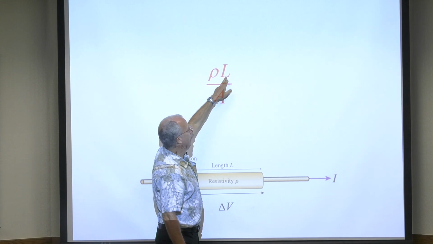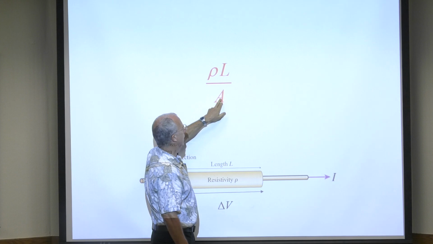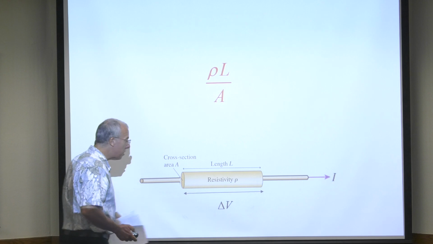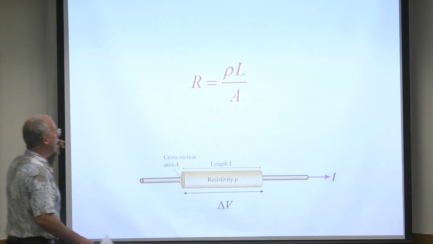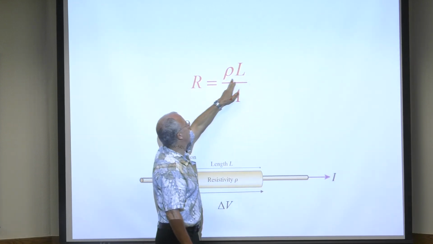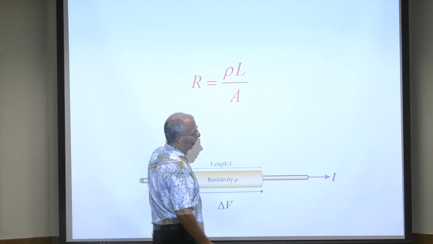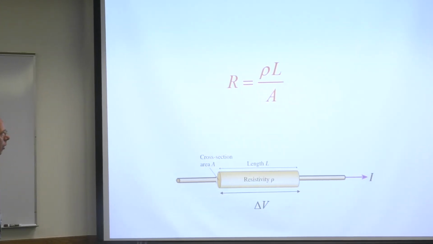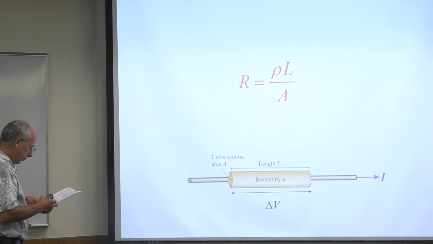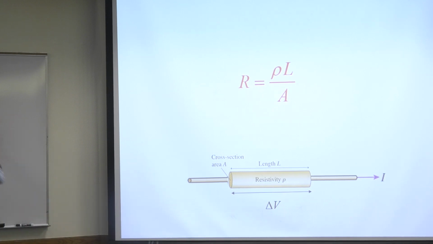So we're stuck with this. If we make L big, it's going to be harder for the electrons to plow through. If we make A big, it's going to be easier. So this is called the resistance. It's the resistance of the wire. So uppercase R is the resistance. If this is big, that's going to be big. If this is big, that's going to be small. That's why that's on the top and that's on the bottom. So that's the resistance of a wire, rho L over A. You're going to play around with this in lab. So it's the wire's resistance to the flow of electrons.